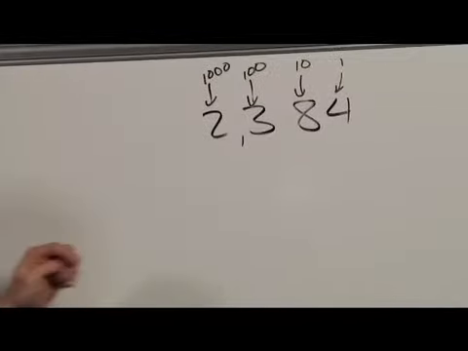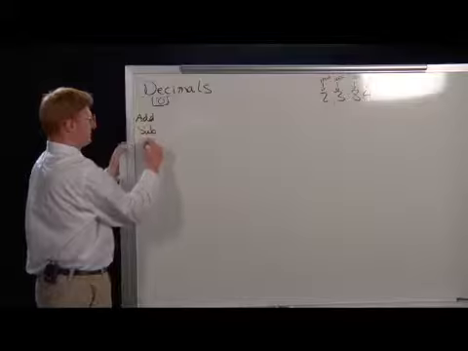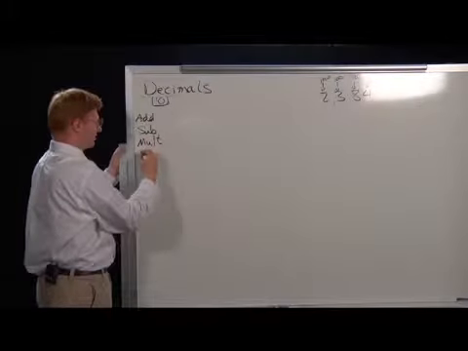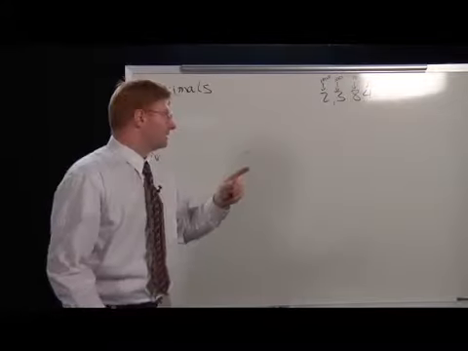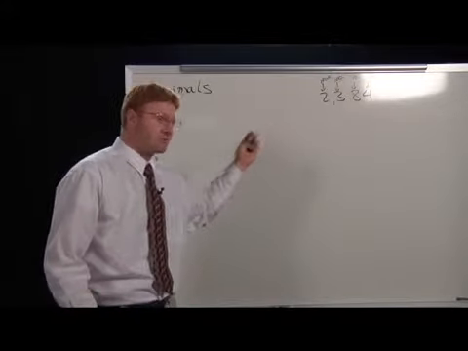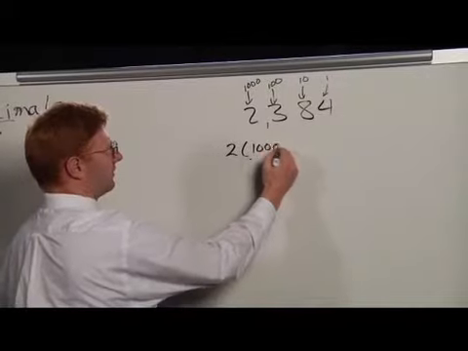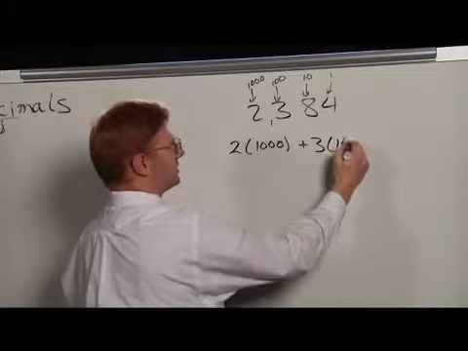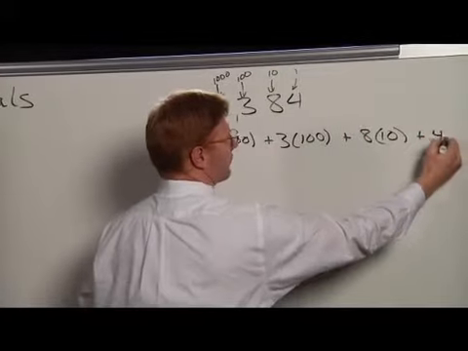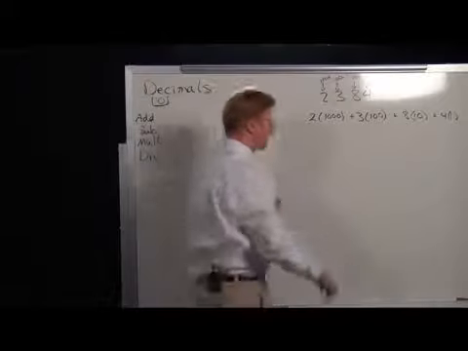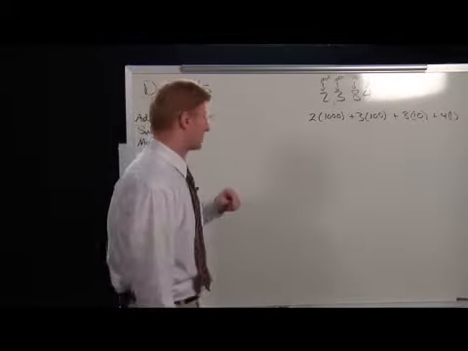Now, we're going to first talk about how to add them, then we're going to subtract them, then we're going to multiply them, then we're going to divide them. Now in adding decimals, breaking them up is actually the most important thing to do. The representation of this as 2 thousands plus 3 hundreds plus 8 tens plus 4 ones may seem quite tedious, but it actually becomes one of the most important things in addition.